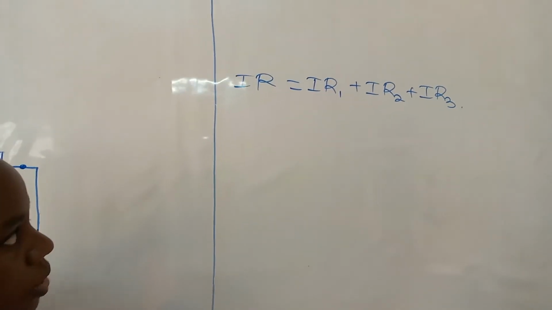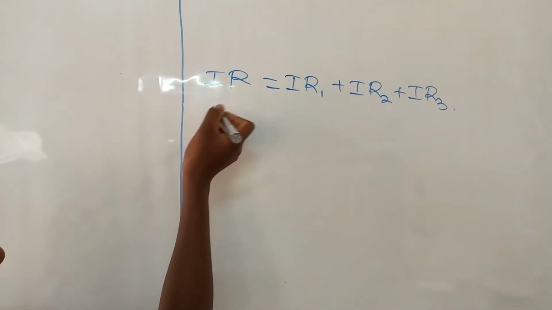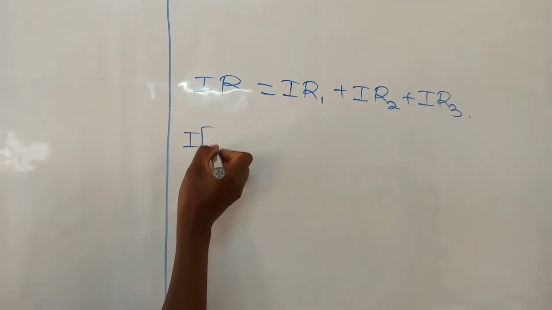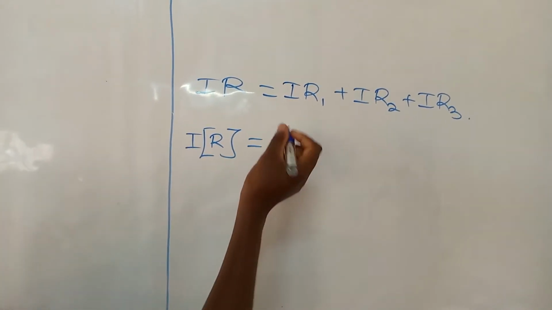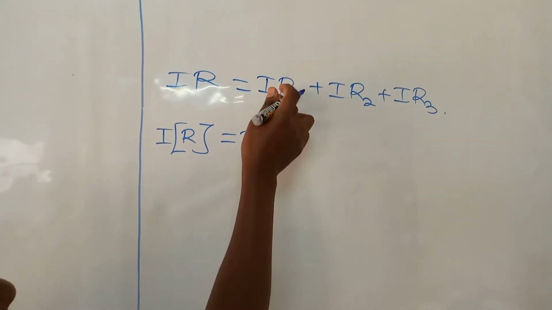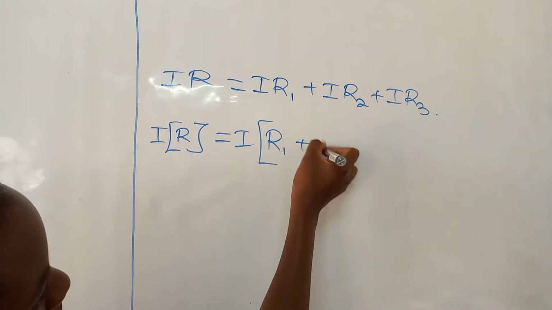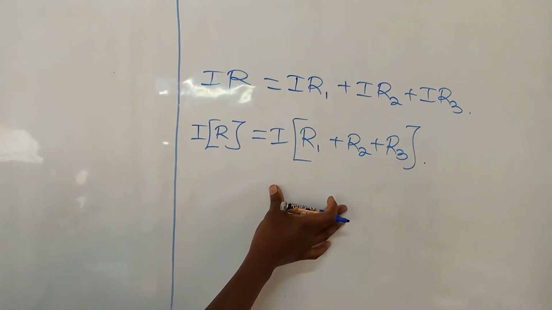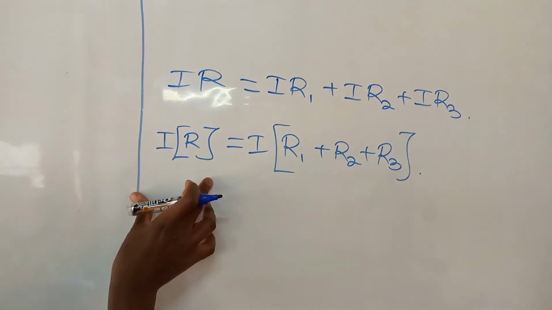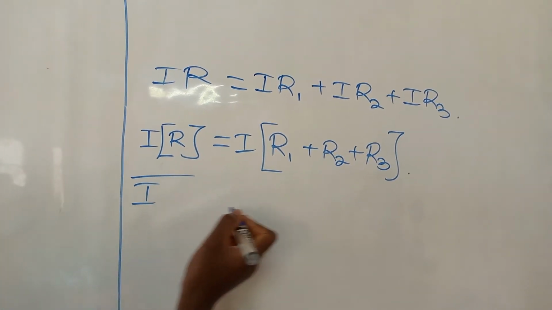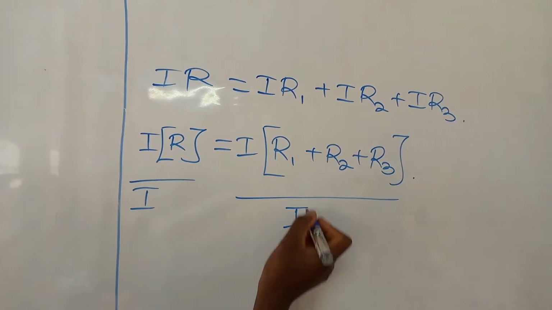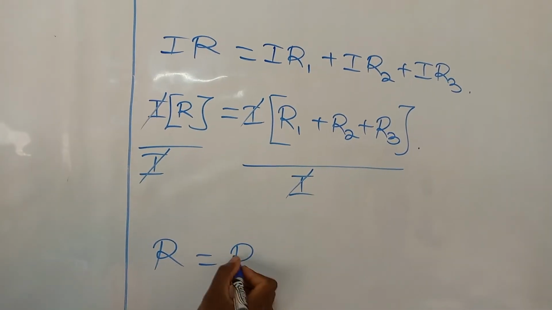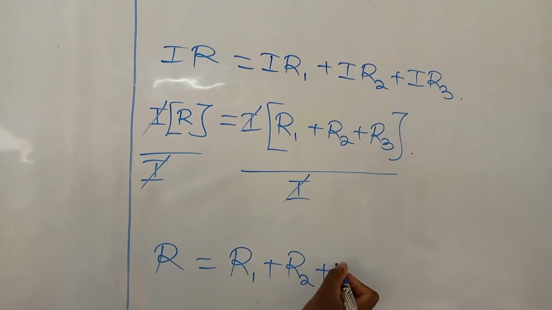And again we are going to factor out the common factor here. And you can see we have I appearing on this side and also on the other side. Now I into R is equal to I, and then we remain with R1 plus R2 plus this R3 here. I is appearing on the right hand side and on the left hand side. So we are going to divide both sides by I so that the I cancels out. So that now we remain with R is equal to R1 plus R2 plus R3.